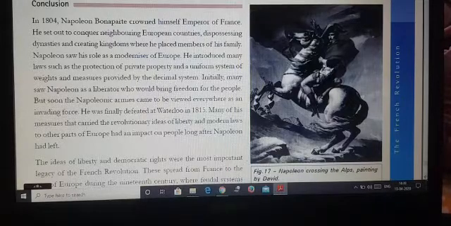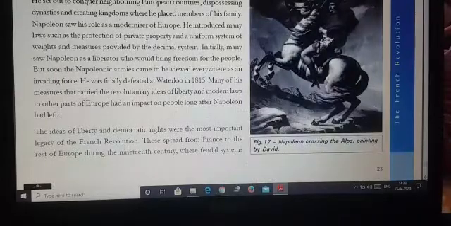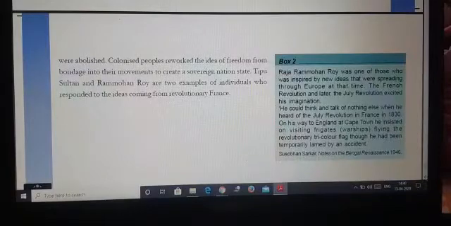Many of his measures that carried revolutionary ideas of liberty and modern laws to other parts of Europe had an impact on people long after Napoleon had left. The idea of liberty and democratic rights were the most important legacy of the French Revolution. The world has learned two very big concepts, liberty and democratic rights, that we practice in India currently. This spread from France to the rest of Europe during the 19th century, where the feudal system was abolished, and colonized people revoked the idea of freedom from bondage into their movements to create a sovereign nation state. Sovereign means independent nation state.